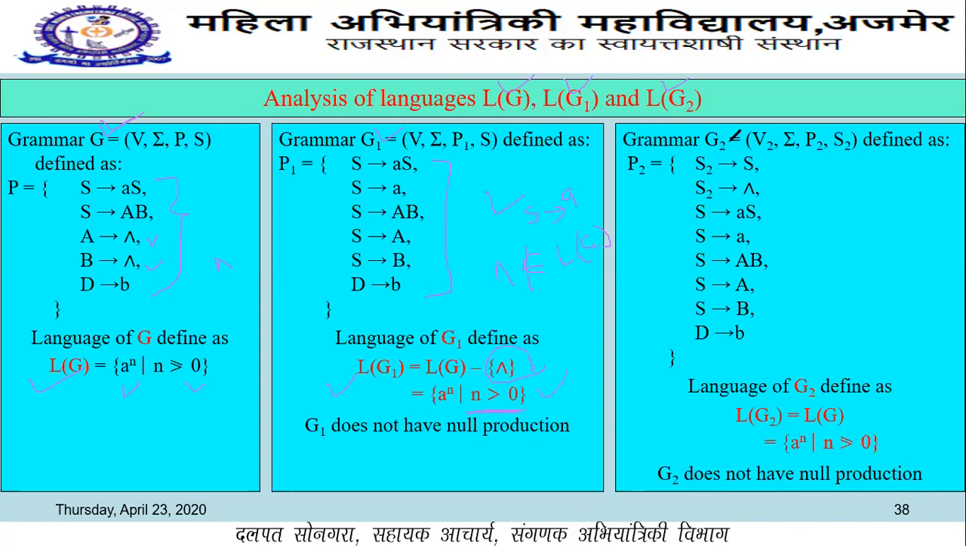Again, the most simplified grammar G2. In this grammar the language of G2 is equal to the language of G, and that is also n occurrences of A where n is greater than or equal to 0. So all these grammars are, I think, clear, and this G2 is obtained by using these two additional steps. Hope this is clear. But unfortunately this G2 is also not a simplified grammar. Let us discuss this.